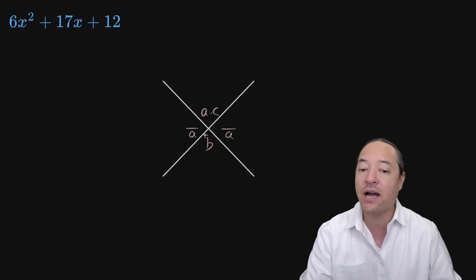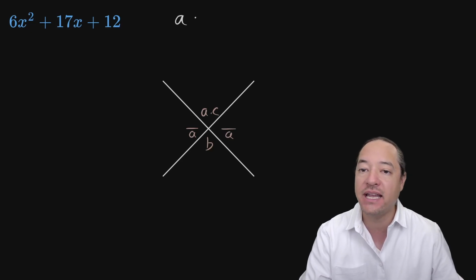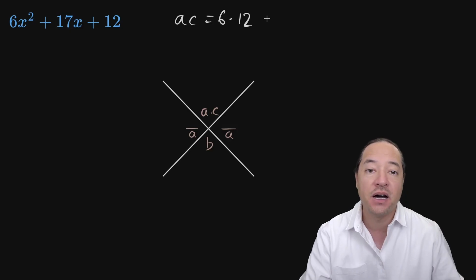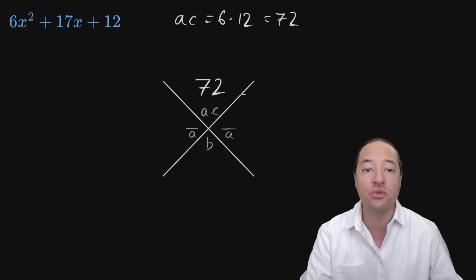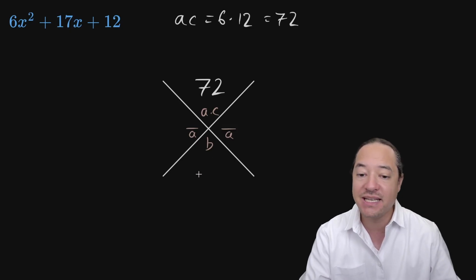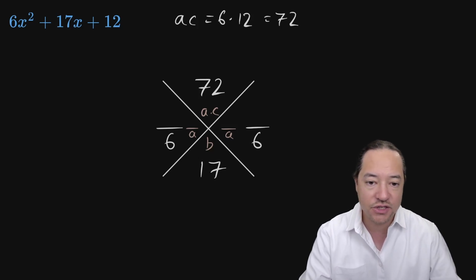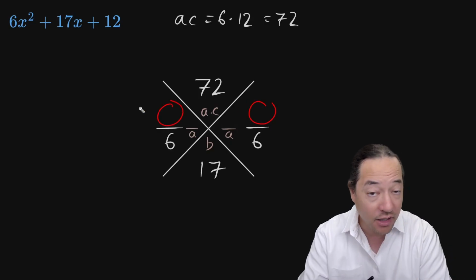Okay, so now in our case, what is AC? Well, AC here is going to be 6 times 12, and 6 times 12 is going to give us 72. So this is a 72 right over here. B is 17, I write that down. And then here I'm going to write the A value, 6, in the denominator of a fraction. What we're looking for is what we put in the numerator of the fraction there.